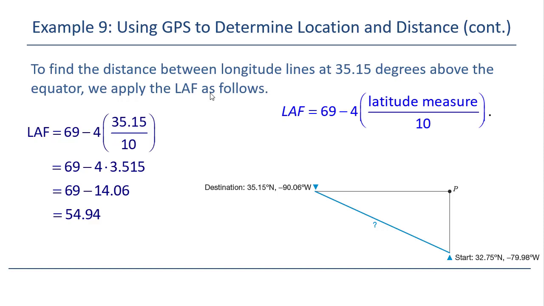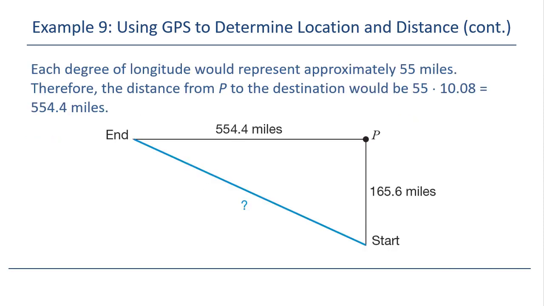And that means 1 degree, if you move 1 degree, you've gone 55 miles, roughly. So we can take that and go, okay, well, they're not 1 degree apart. They're 10.08 degrees apart. So we're going to multiply that by, we can go ahead and round to 55. And we get that the total distance is roughly 554.4.